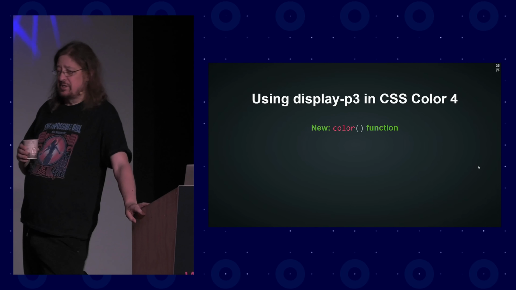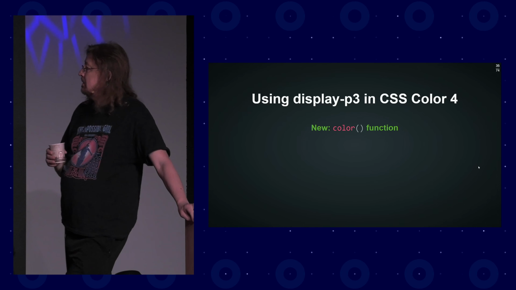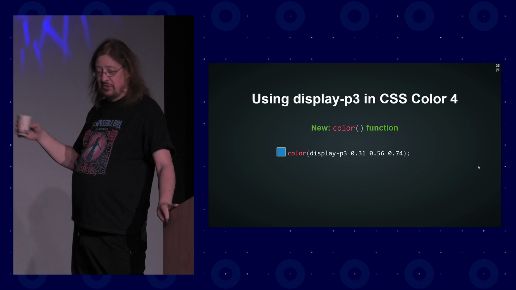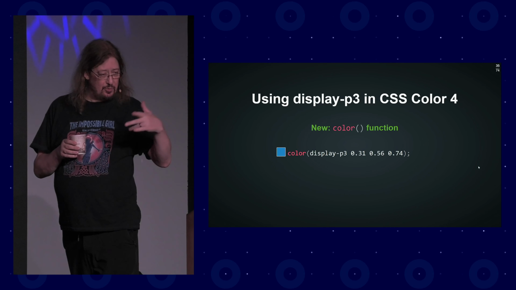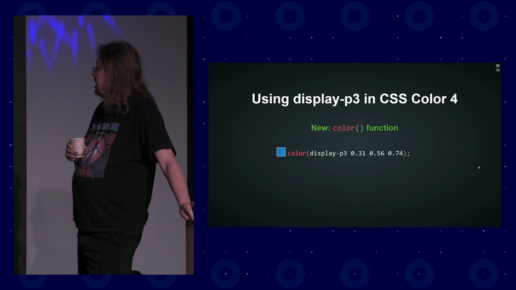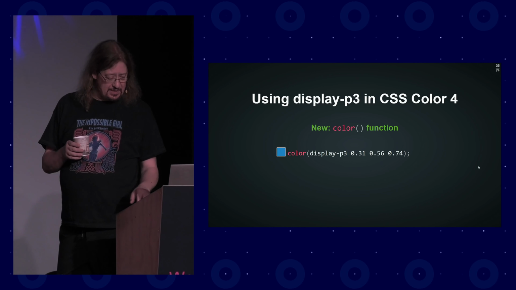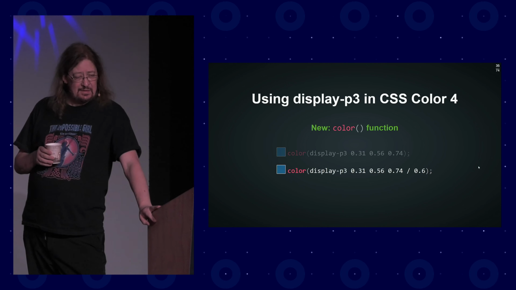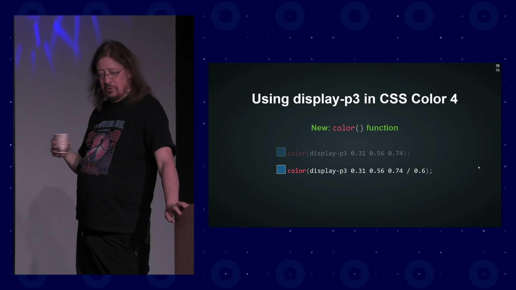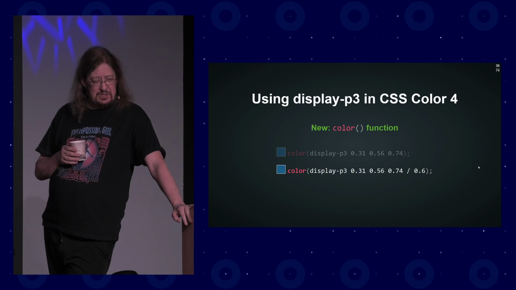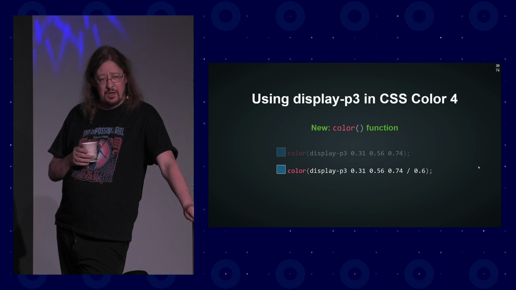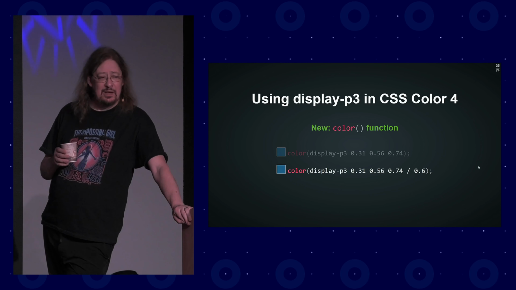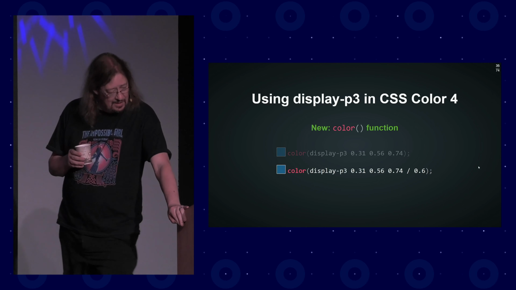We have a new function in CSS called color. And I can say color display-p3 and then give it 3 numbers between 0 and 1, okay? Also notice there's no commas, sorry, different syntax. You can also have a slash with an optional alpha component. So there we are. This has been working in Safari since 2016. But nobody cared because it only worked in Safari since 2016. Except now it works in Chrome as well, and in Firefox they're working on it. So this will be good.